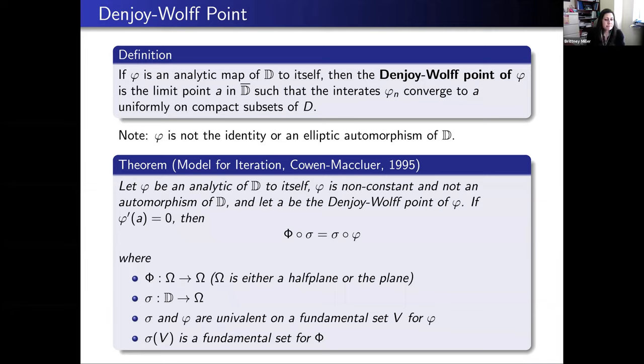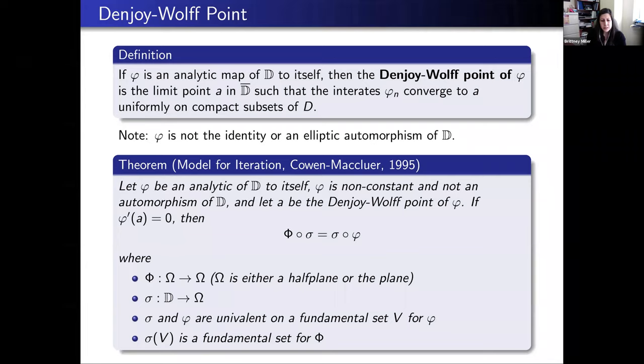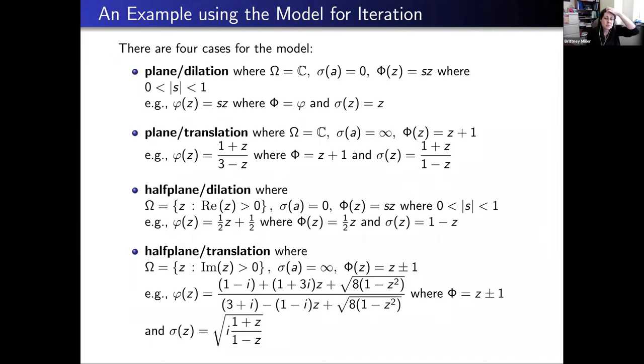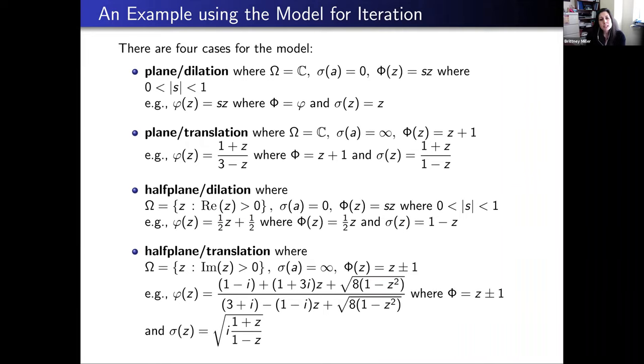in this intertwining, is to classify different cases that our functions phi fall into in this model. And it turns out that there are only four possible cases. I'll give some examples of them. Some of them are very straightforward, and some of them might seem a little more convoluted. But we have these four cases: plane dilation, plane translation, half plane dilation, and half plane translation. In the plane dilation case, for example, if we have phi of z to be s times z, then we can let capital Phi just be the original function phi, and sigma of z is just z.